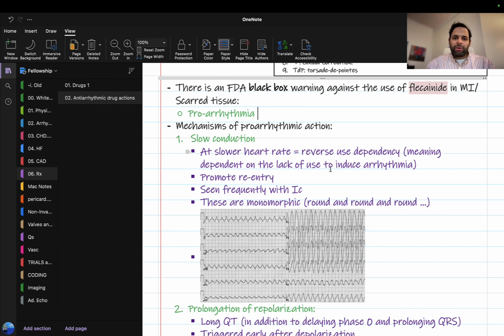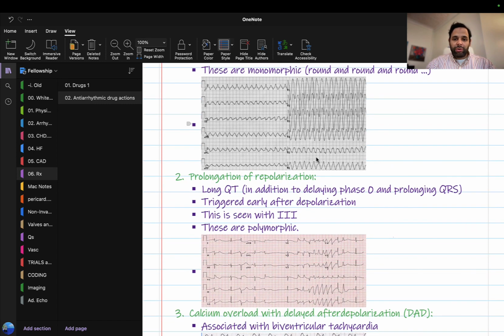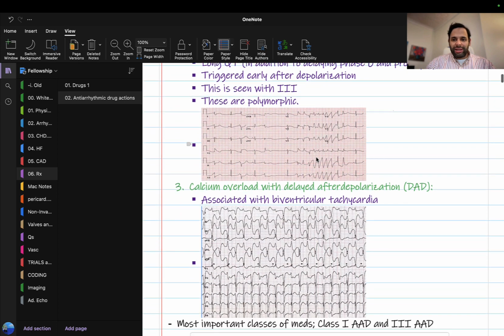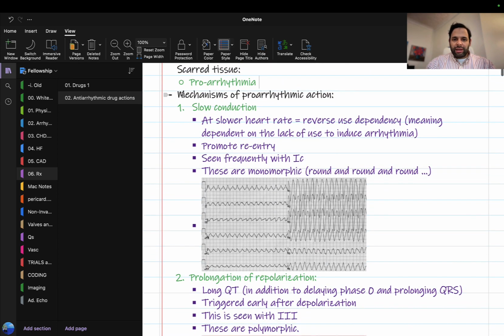Mechanisms of proarrhythmic actions are three. We have slow conduction, prolongation of repolarization, and calcium overload with delayed afterdepolarization. Let's take the first one.